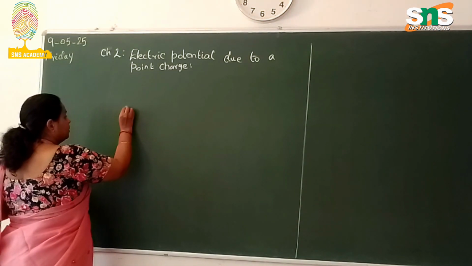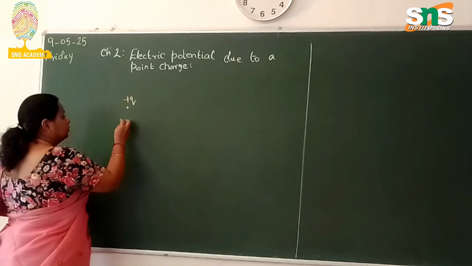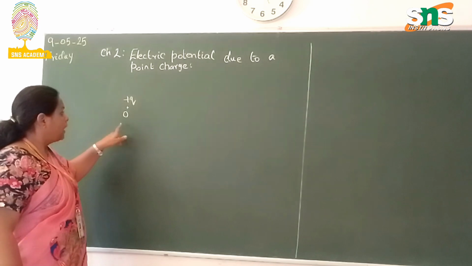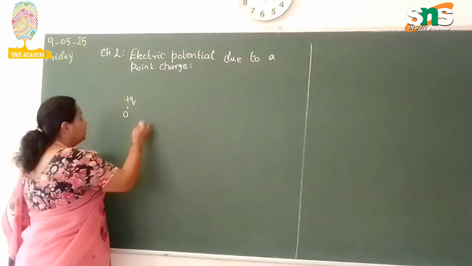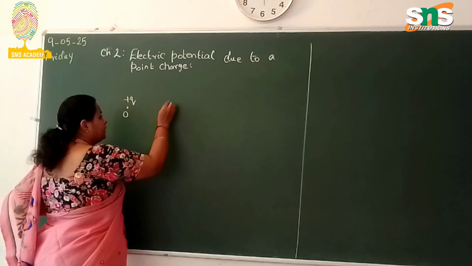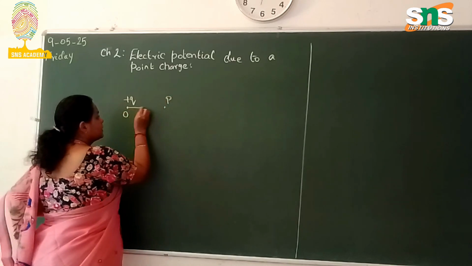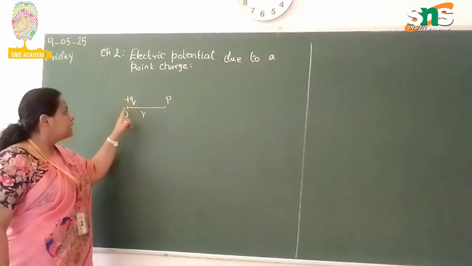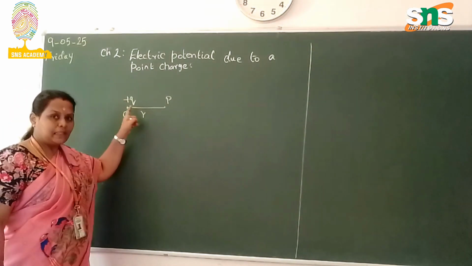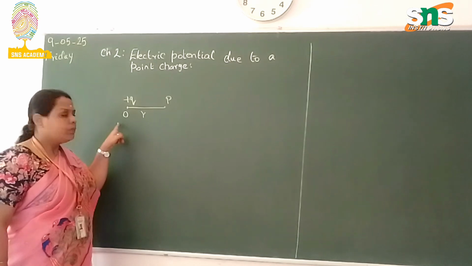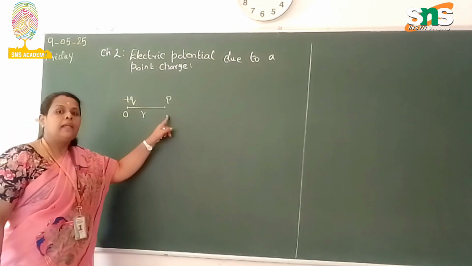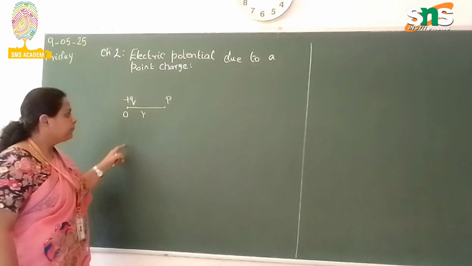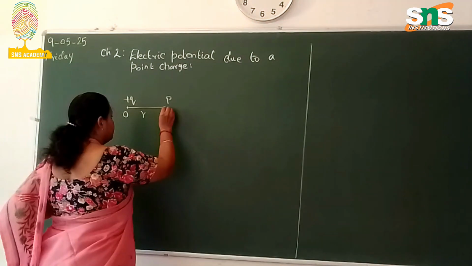Consider a point charge plus Q at O. Then consider a point P at a distance r from O. Next, after considering the point charge plus Q, that is the source charge plus Q at O, you have to consider a point P at a distance r from the center O. Hope it's clear.